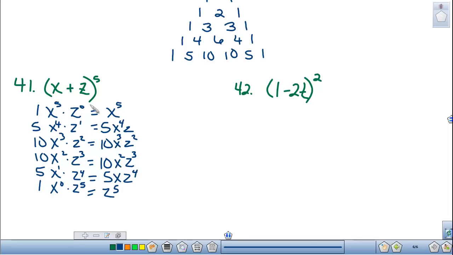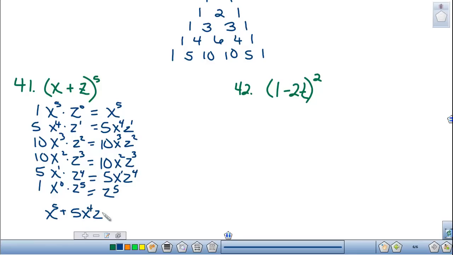What I also want you to notice in this pattern is that the sum of the exponents always adds up to the number that you're expanding. So you have the 5, you have the z to the first, that's 5, 5, 5, 5, and 5. So that's another thing about this pattern that makes it very unique. Now, of course, you don't want to leave your answer in vertical form, so the last step here is just to rewrite your terms in a horizontal format.